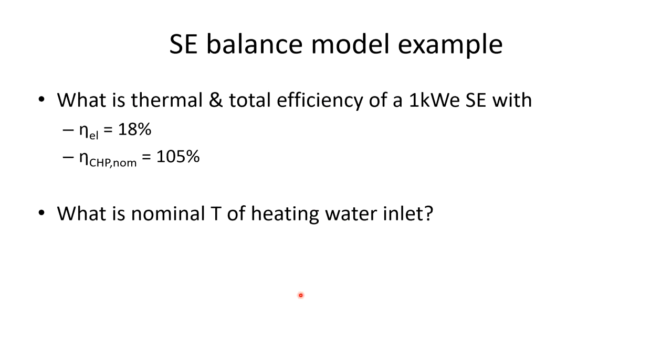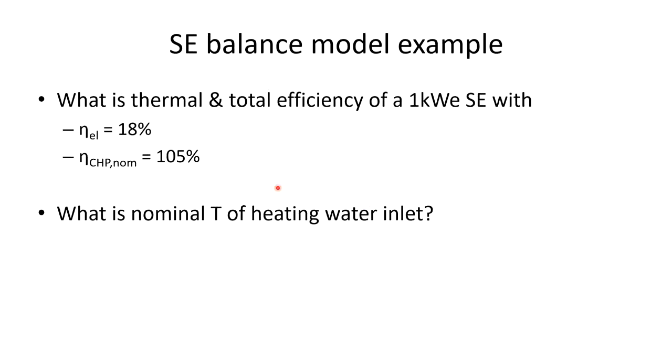But still, we will calculate an example of a Stirling engine energy balance model, where we have at first a task: what is the thermal and total efficiency of a 1 kilowatt electrical Stirling engine system, where the manufacturer's information says that the electrical efficiency is 18% and the nominal total efficiency in combined heat and power production, that means electrical plus thermal, is 105%. And the first question which we have here is: what is the nominal temperature of the heating water inlet?